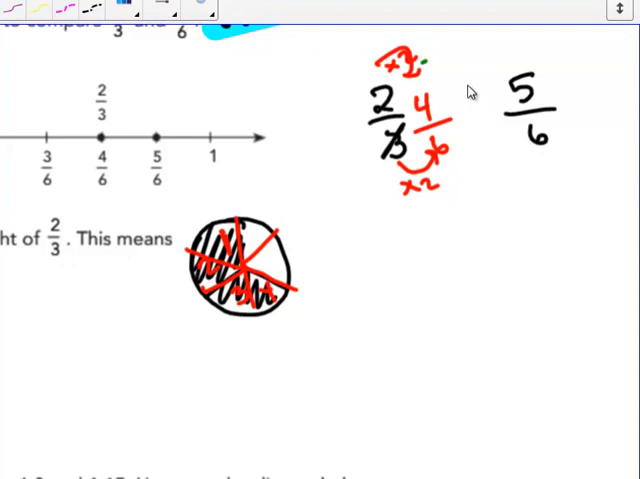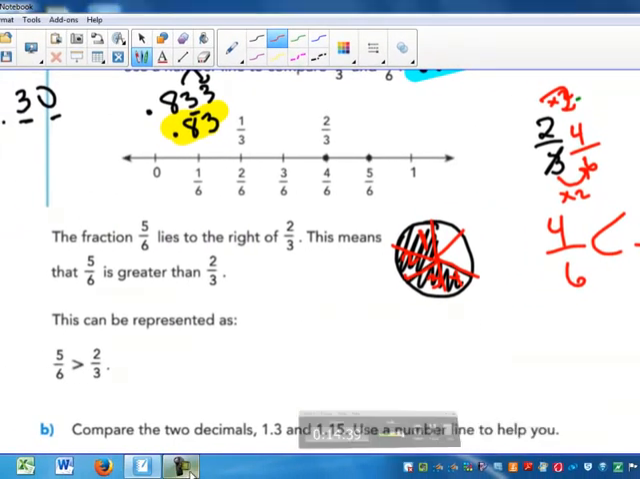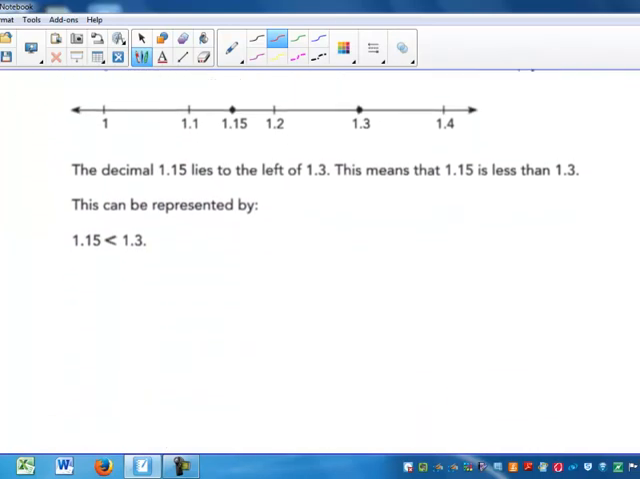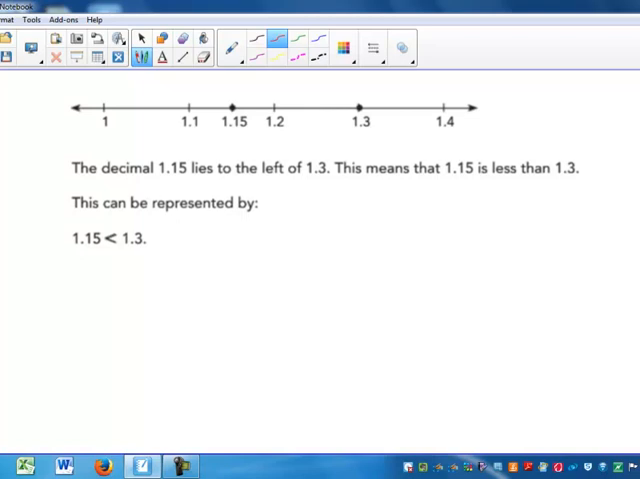Again, now we're looking at 4/6 or 5/6. What would you guys rather have? Would you rather have 4 out of 6 slices of pizza or 5 out of 6 slices of pizza? Obviously, you'd rather have 5 out of 6 slices of pizza. Okay? Let's go ahead and go to the next page.